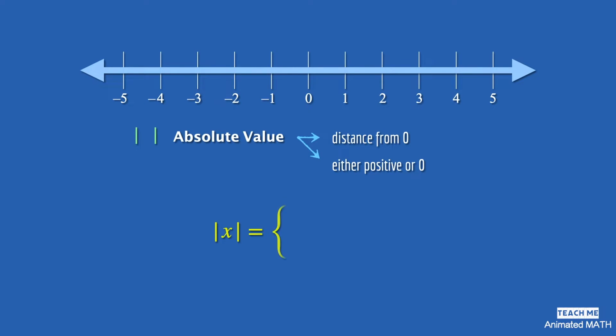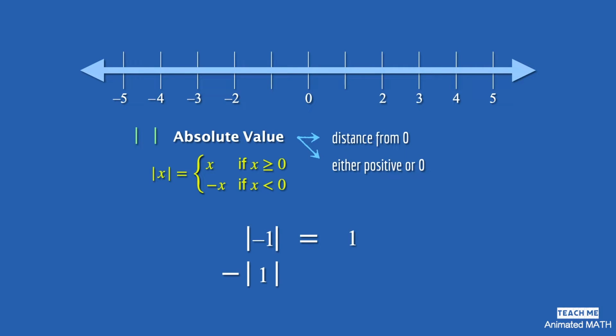Formally, we can define the absolute value of a real number x as x if x is greater than or equal to 0, or -x if x is less than 0. Observe the difference between placing the negative sign inside the absolute value symbol and placing it outside.